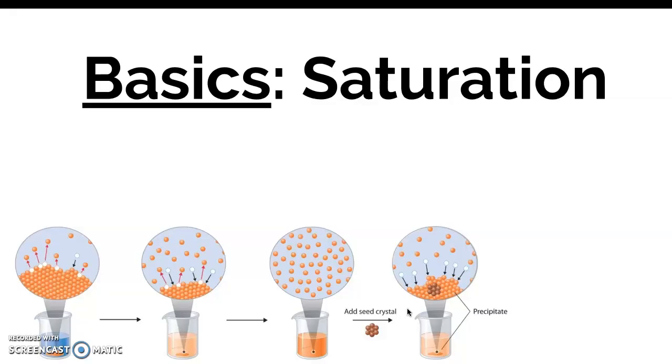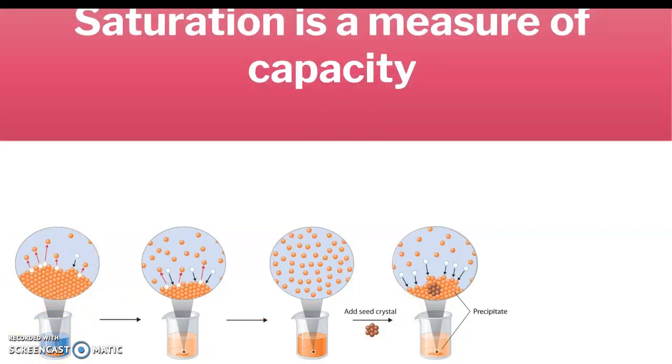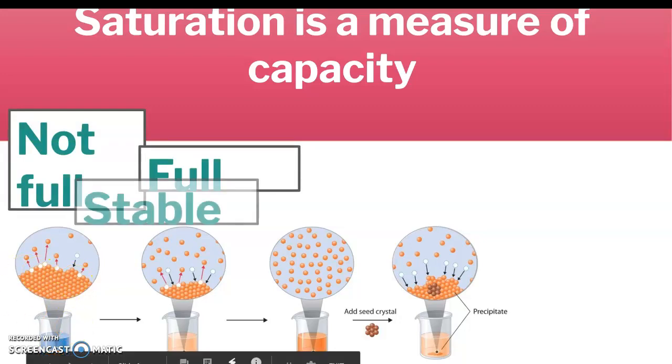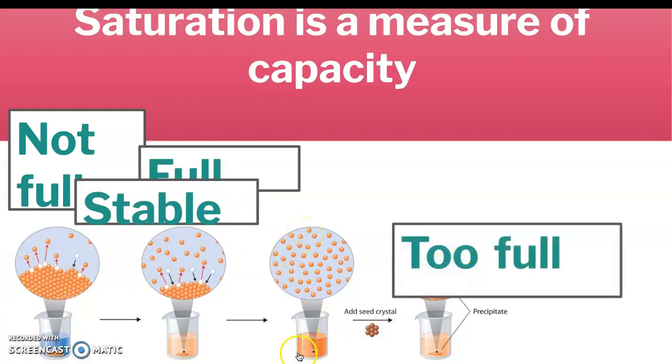Here are some images that will help reiterate those vocabulary words. Once again, you can pause the video, take notes of the vocabulary word, and make sure that you understand it before moving on. So we have an unsaturated solution here. Saturation is a measure of capacity. An unsaturated solution is not full. A saturated solution is full. Both of these types of instances are stable conditions. Whereas a supersaturated solution is too full and is unstable.